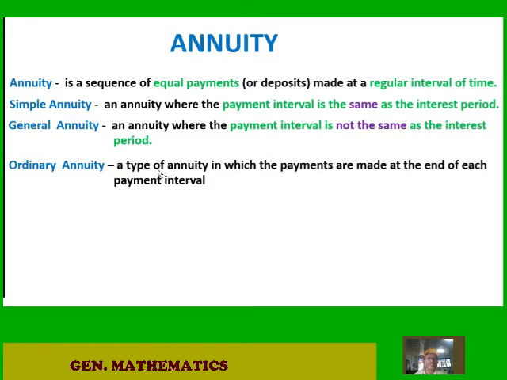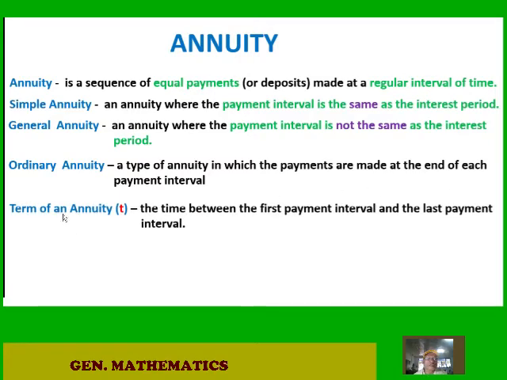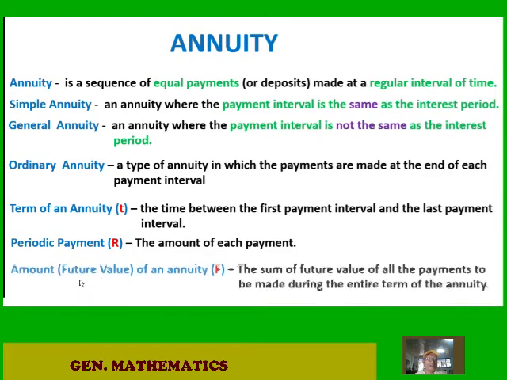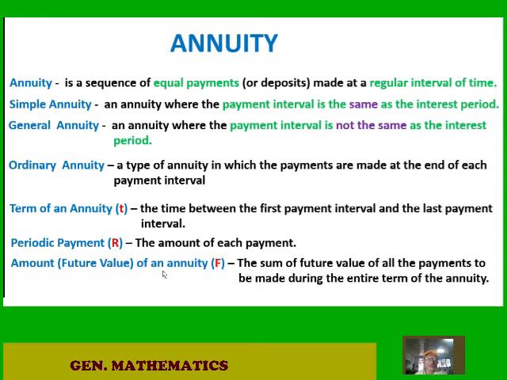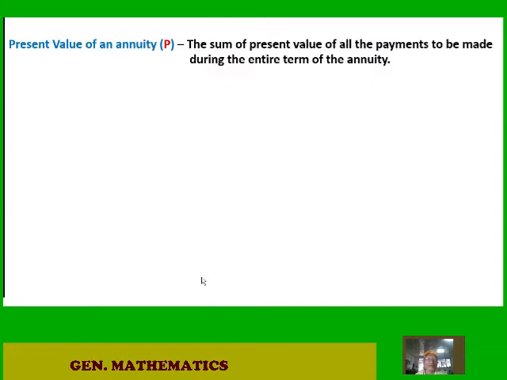Ordinary annuity, a type of annuity in which the payments are made at the end of each payment interval. Term of an annuity, T, the time between the first payment interval and the last payment interval. Periodic payment is the amount of each payment. Amount or future value of an annuity, the sum of future value of all the payments to be made during the entire term of the annuity.